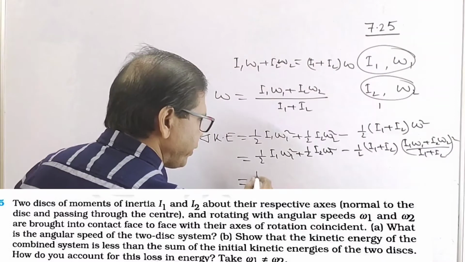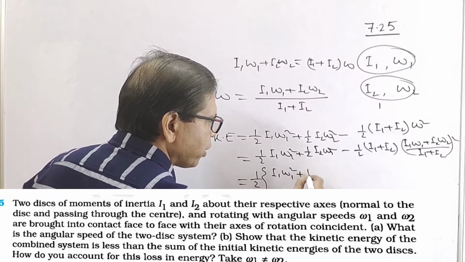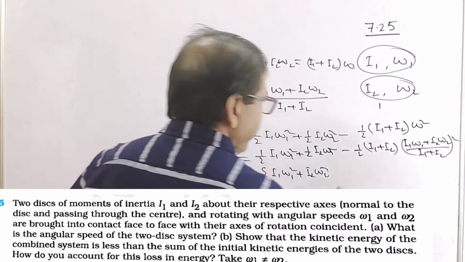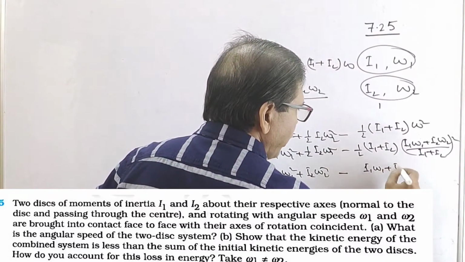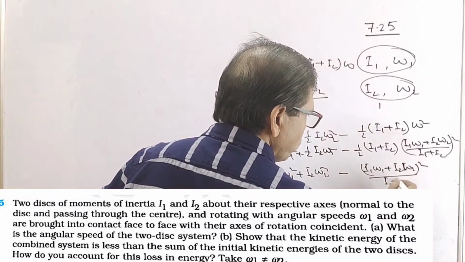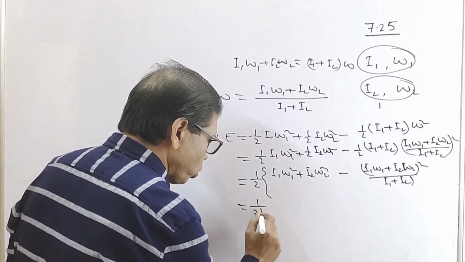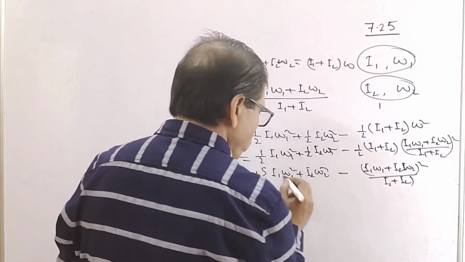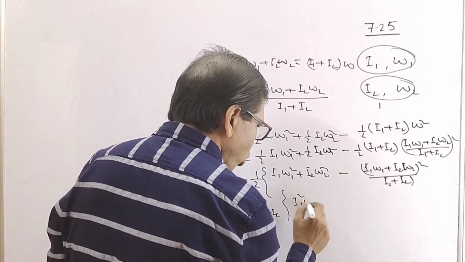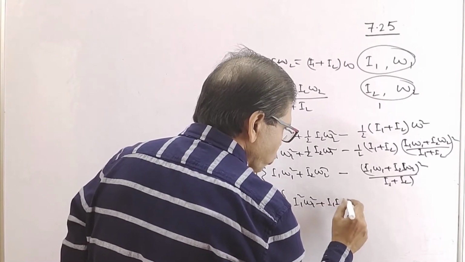So we get half common. Now this is I1 omega 1 square plus I2 omega 2 square minus I1 omega 1 plus I2 omega 2 whole square divided by I1 plus I2. If we multiply this with this, we get 1 by 2 into I1 plus I2 into this, so this is I1 square omega 1 square plus I1 I2 omega 2 square.